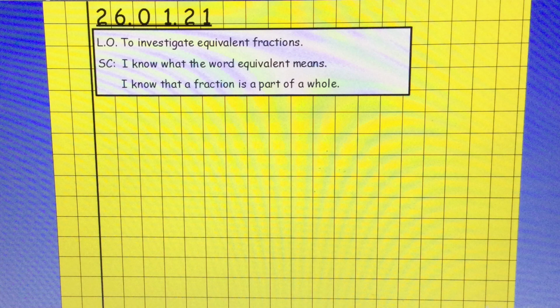So for the rest of your math session, I'd like you to continue as we have just done, using your 12 objects that you're going to split into different equal groups, and you can compare them as we've just done to see which fractions are equivalent to another. You could use your fraction strips of paper from yesterday to help you investigate which fractions are equivalent.